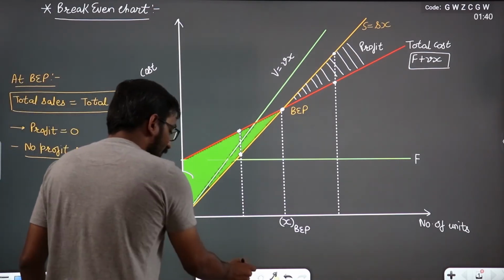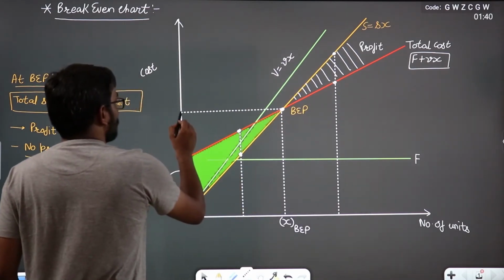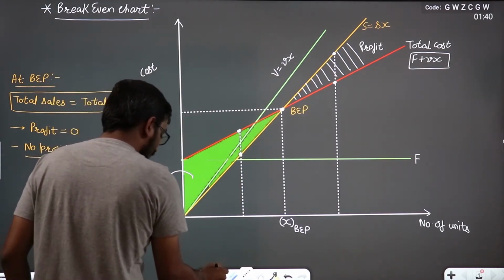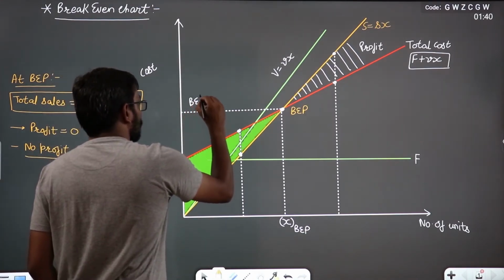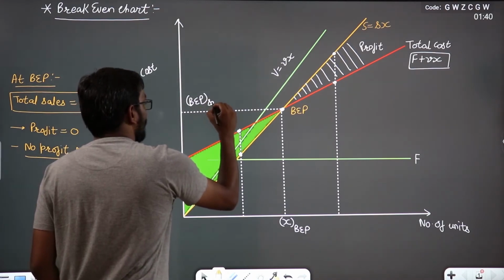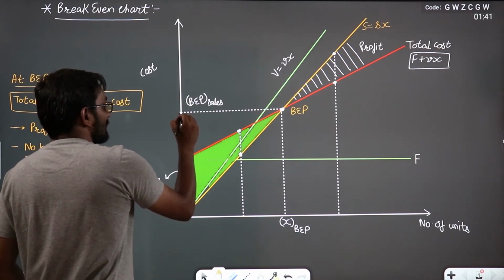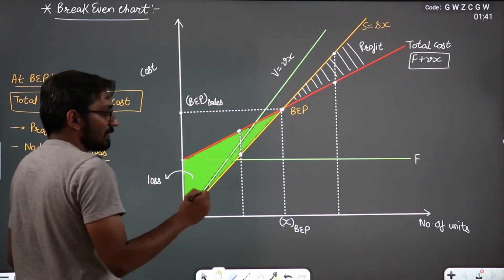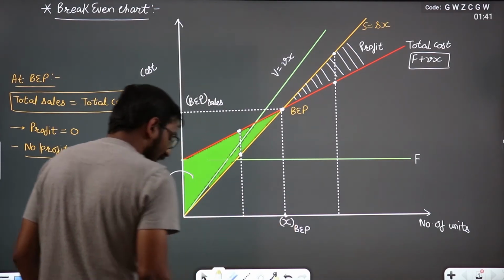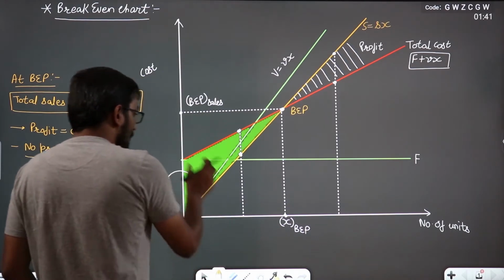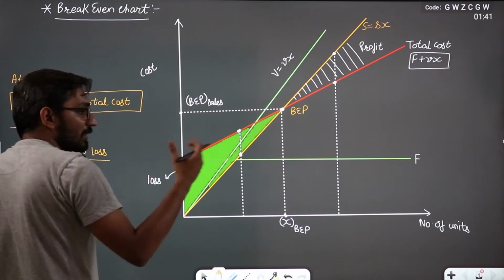Now corresponding to this point, this is the break even point sales, right? If the question asks what will be the sales at break even point, then this will be the sales at break even point. And if they ask what will be the number of units at break even point, then this will be the number of units at break even point, right? So this is the break even point sales, and this is the break even point corresponding to the number of units.